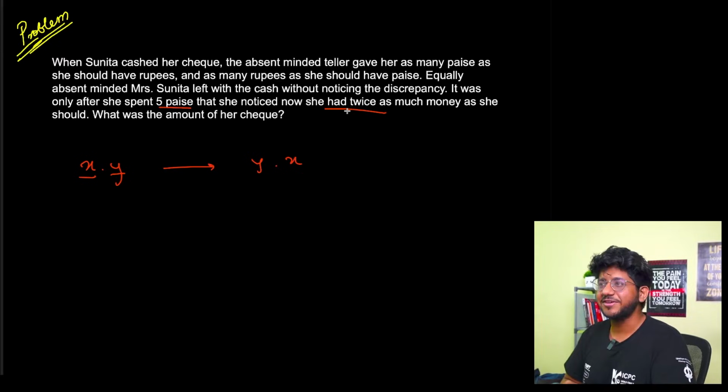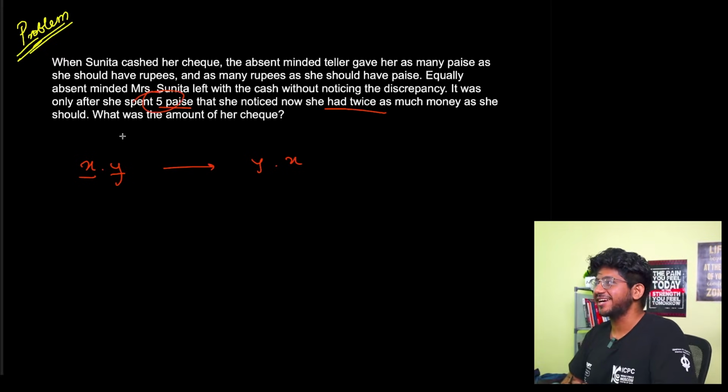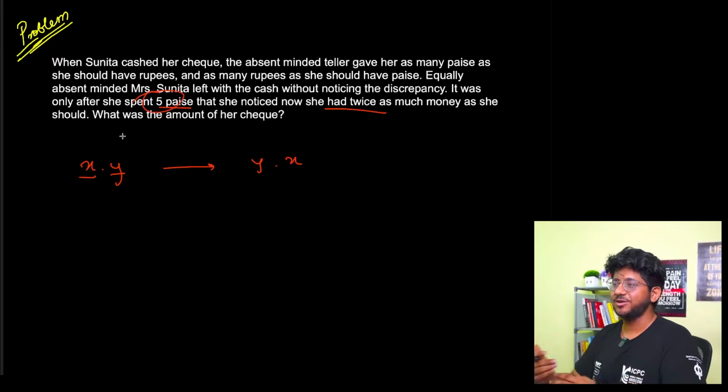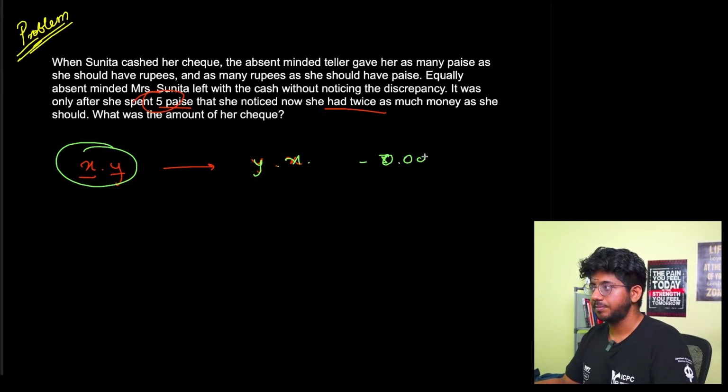And you would tell me, hey Vivek, there is nothing of information over here. How would we find it out? Just one number is there, 5 paise, right? How do I find out the original check? Let's try to write equations and see what comes up, right? So the original amount was something like x dot y, some x rupees y paise, and then she got y dot x, and after spending 5 paise, she had twice this money.